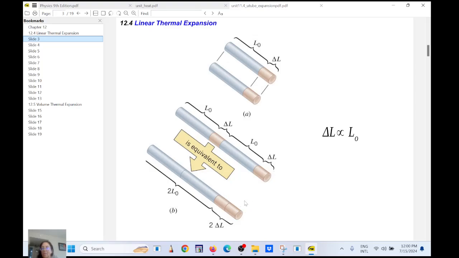This slide comes from your book, Johnson and Cutnell, and I think it's a great slide. This picture explains better than words. So you can try to find on your own the relationship between the expansion and the change of temperature and the original length. It's a very simple equation.